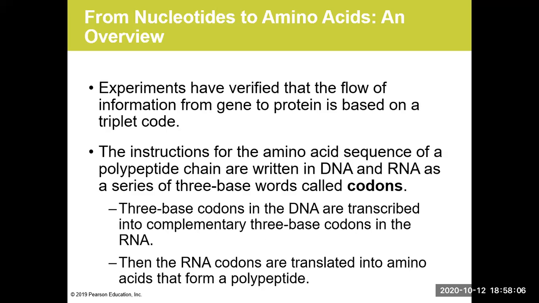It is known that the flow of information from gene to protein is based on a universal triplet, that means a 3-letter code. So the instructions for the amino acid sequence of a polypeptide chain are written in the nucleic acids in DNA and RNA as a series of 3 base words. So that triplet code is made up of 3 base words, and each word is a codon. So these 3 base codons in the DNA will get transcribed into complementary 3 base codons in the RNA, and then the RNA codon would be translated into amino acids that will form the protein.